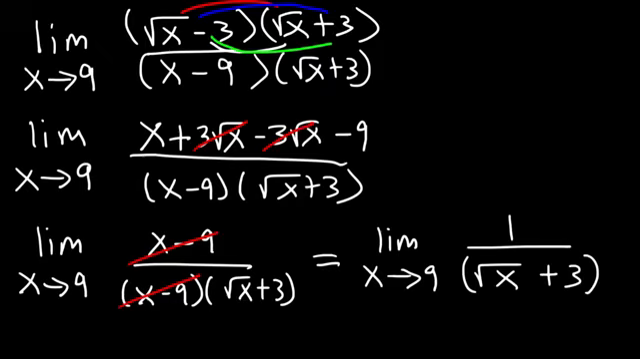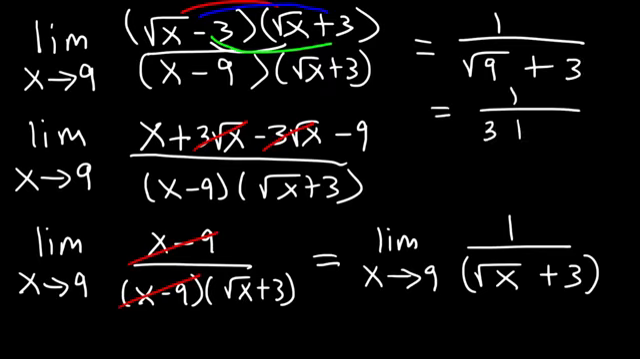So now what we can do is replace x with 9. So I'm just going to continue up here. So it's going to be 1 over square root 9 plus 3, and the square root of 9 is 3, and 3 plus 3 is 6. So the final answer is 1 over 6.